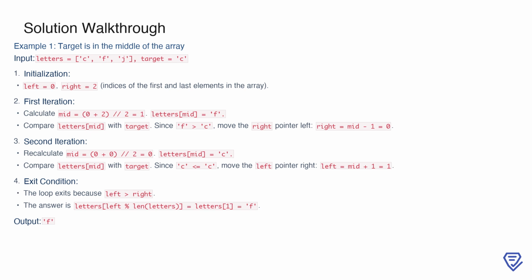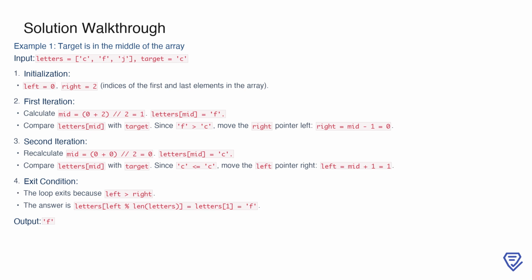Comparing F with the target C, we see that F is greater than C, so we move the right pointer to mid - 1, which updates right to 0. Now, in the second iteration, we recalculate the midpoint. With the updated pointers, mid equals (0 + 0) // 2 equals 0. The letter at this midpoint is C.